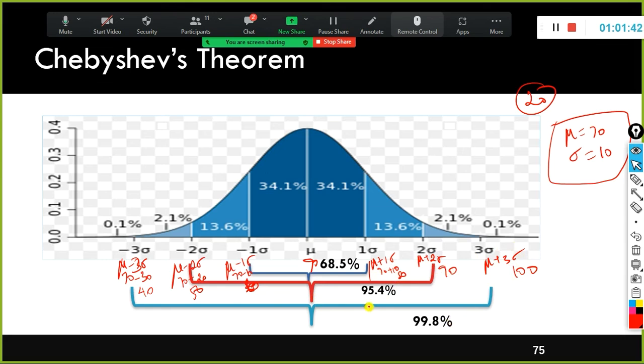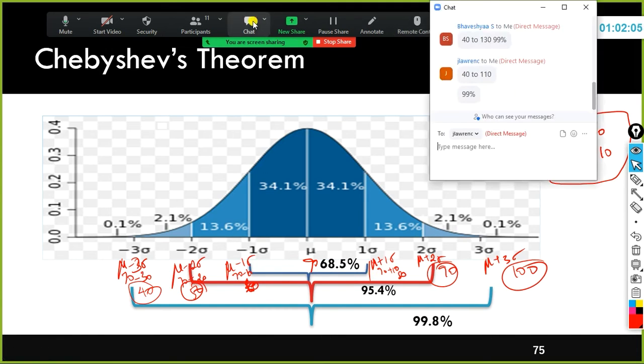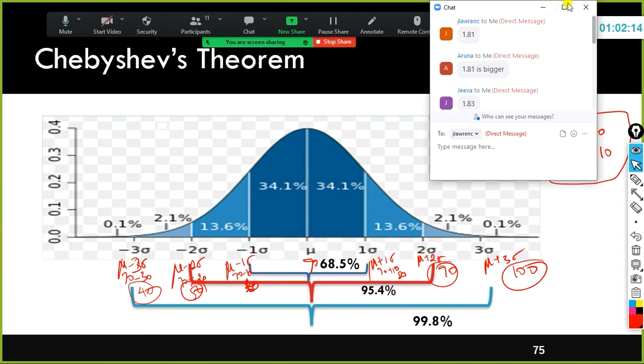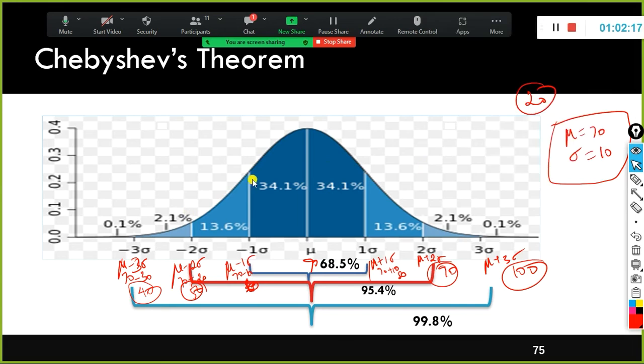So 99% of the employees' heart rate ranges between 40 to 100. 95% of the employees' heart rate ranges between 50 to 90. And 68% of the employees' heart rate ranges between 60 to how much here? 80, right? Are you able to understand? Very simple concept. Very good, Lawrence. Gilbert also mentioned the correct value, and Aruna also was able to understand. Others, please watch my video one more time to understand. It's a very simple one. I made it very simple.